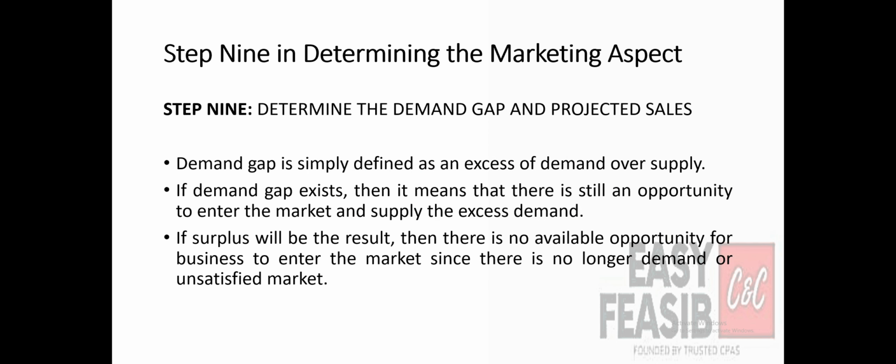After we computed for the demand for burgers and the supply, you will notice that there is a portion of demand which is not yet satisfied, or unsupplied portion. This unsupplied portion is what we call the unsatisfied market or the demand gap. This is the final step.